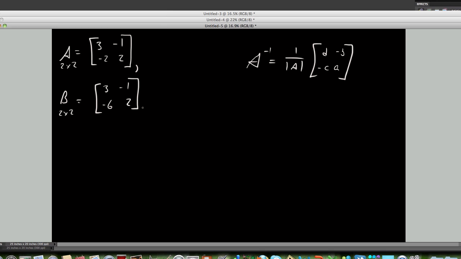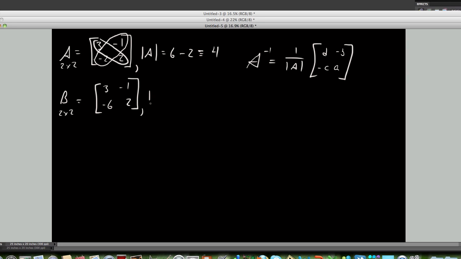Over here, we're going to find the determinant of A, which we defined as the product of the main diagonal minus the product of the other diagonal. So 2 times 3 is 6, minus negative 2 times negative 1, which is positive 2, but we're subtracting out positive 2, so its determinant is 4.